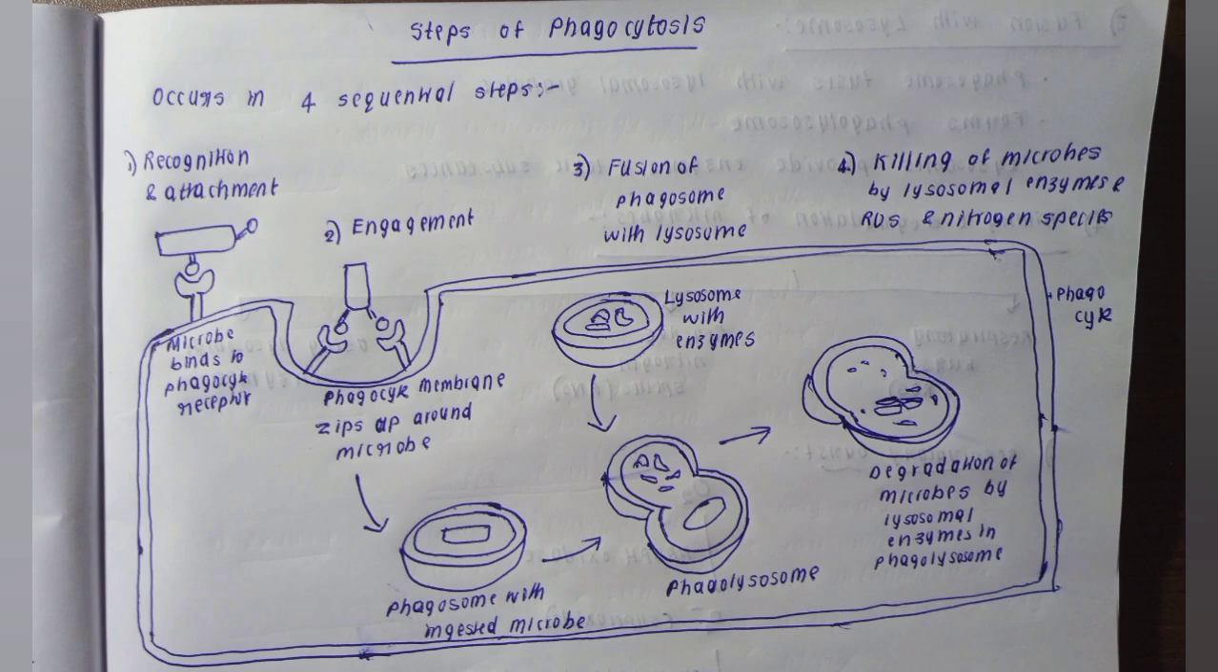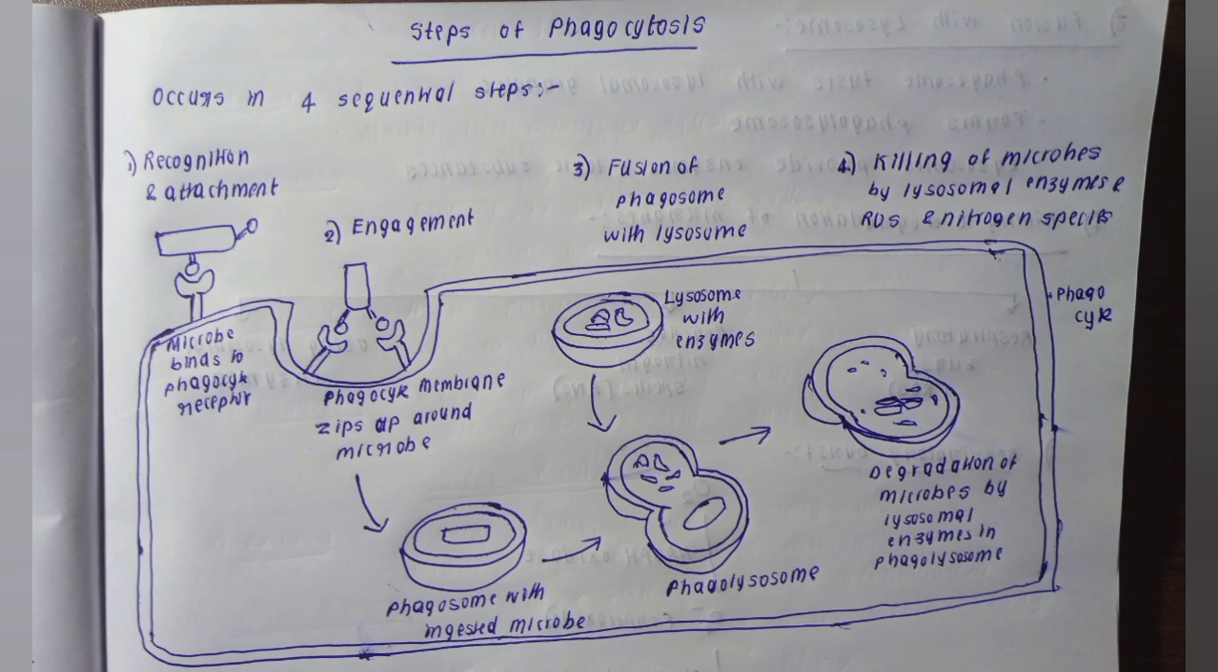And draw this diagram. This diagram is given in the Robbins, and it gives a very extra edge for your answer. So, draw this diagram. And if you carefully observe, the diagram itself explains all the processes. So, first step, what happens? Recognition and attachment. The microbe comes and binds to the phagocyte receptor.